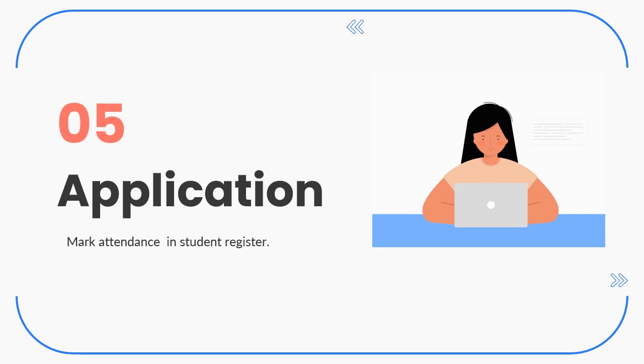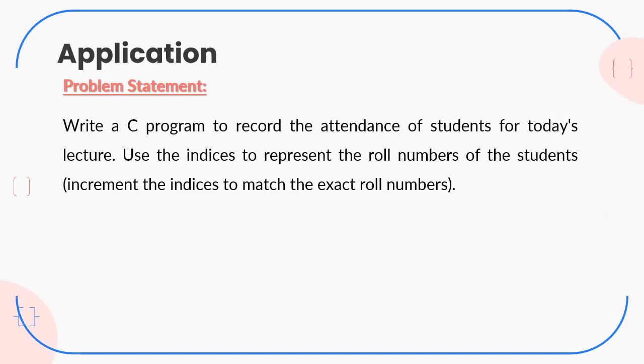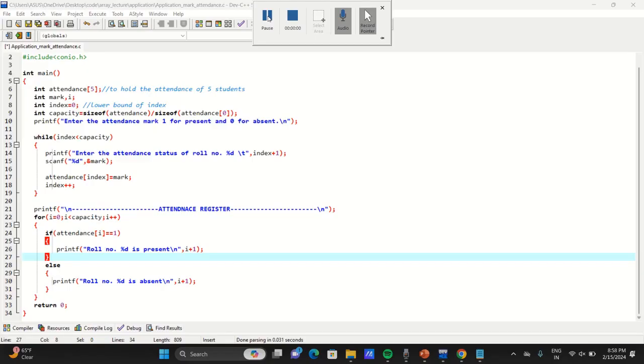Let's explore an application that involves inserting an element into an initially empty array. Write a C program to record the attendance of students for today's lecture. Use the indices to represent the roll numbers of the students. Increment the indices to match the exact roll numbers. The code for the previously mentioned problem is presented here.